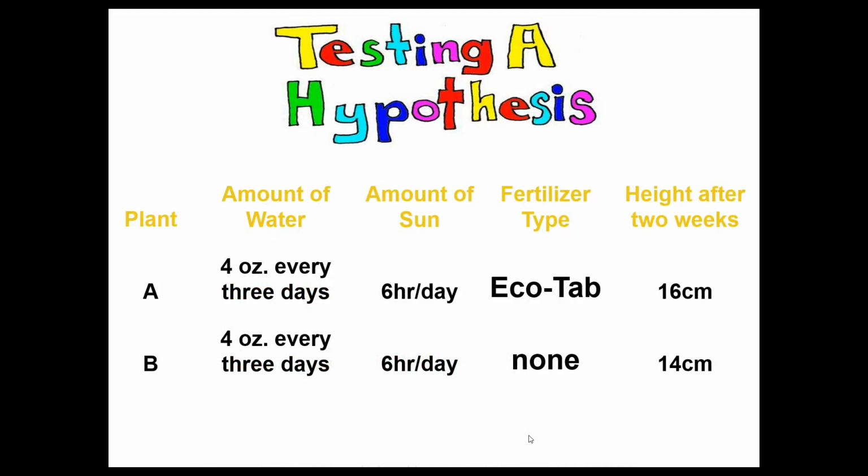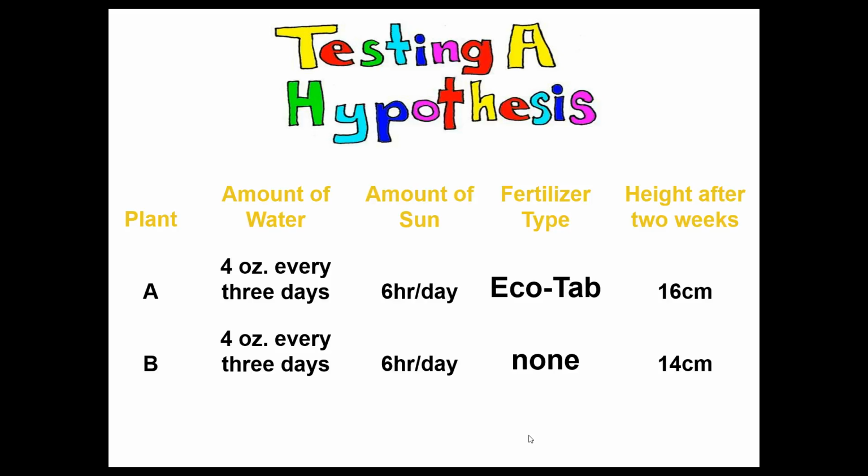So here's an example of what this might look like in chart form. I have included the results here. So this would be like what's included in the data section. So I have my flowers. I'm labeling them plant A and plant B. Something that I want to point out is very important: you only make one change in an experiment.